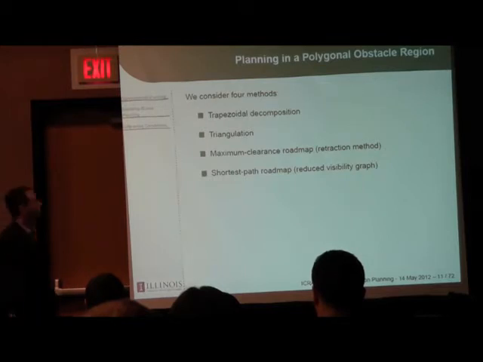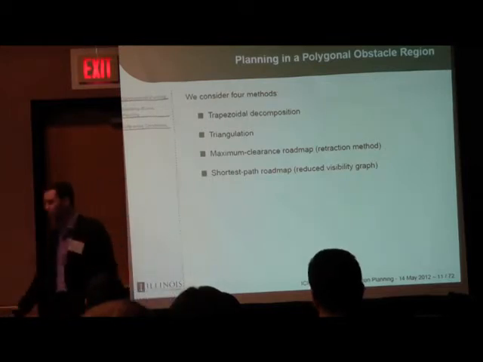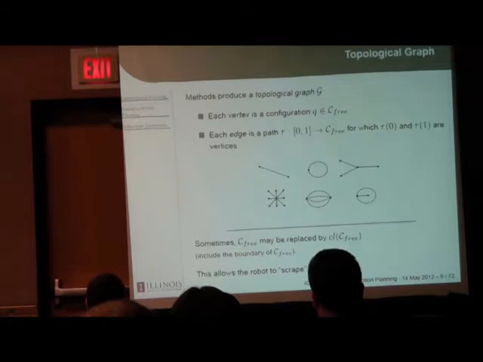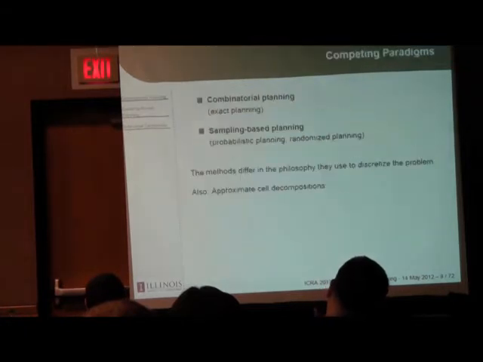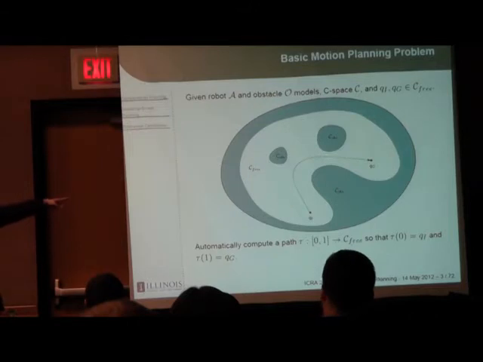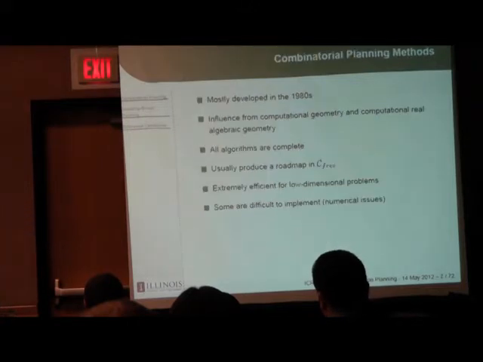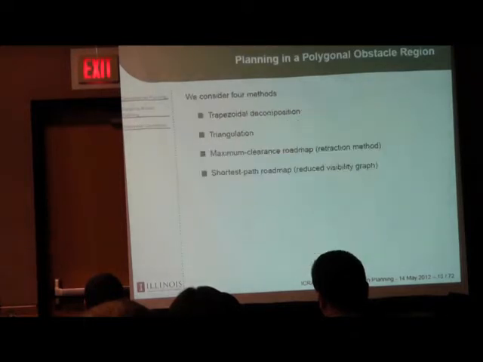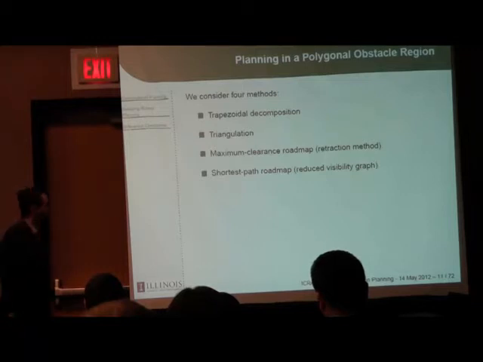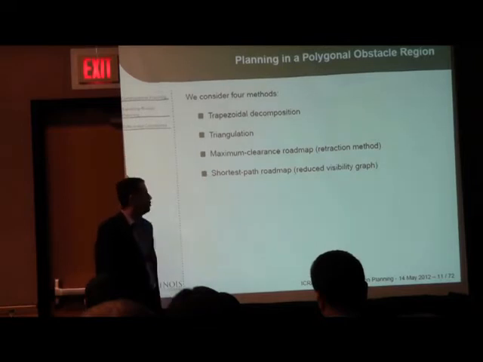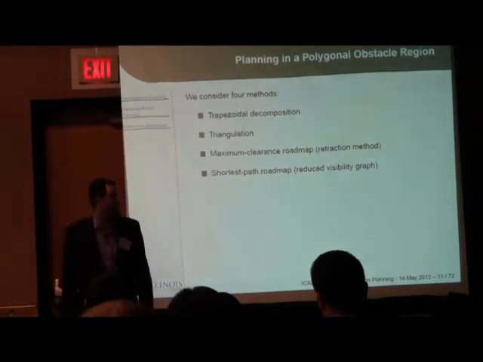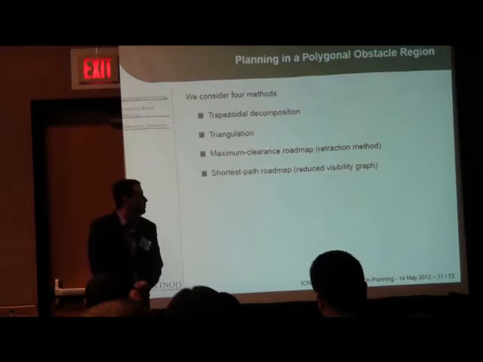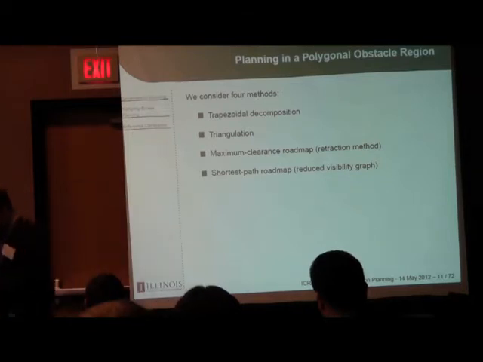So I want to give you 4 methods now for solving this problem. Back to this problem again. What was the original problem? How far back was that? This one. But instead of blobs now, it really does look like polygons. And it's not too hard to compute that representation in advance with, again, nice data structures and such. So I'm going to cover 4 methods: trapezoidal decomposition, triangulation, maximum clearance roadmap, also called the retraction method in its original form, and a shortest path roadmap, sometimes referred to as the reduced visibility graph.